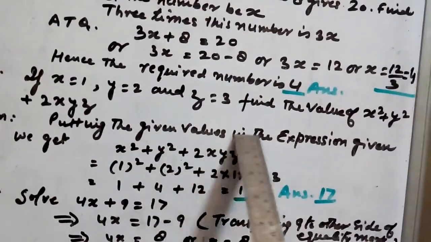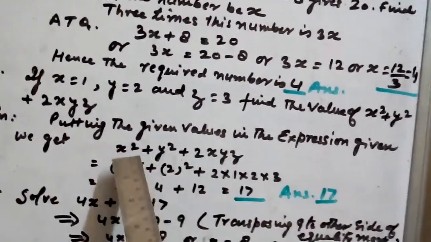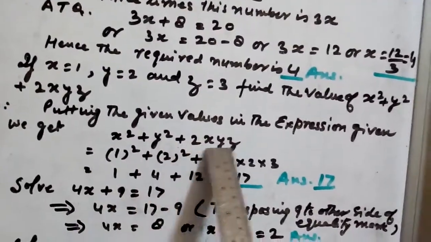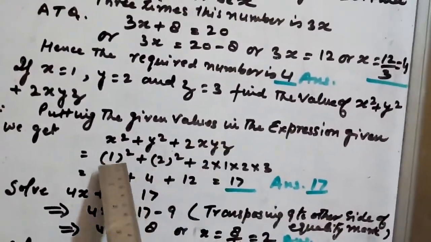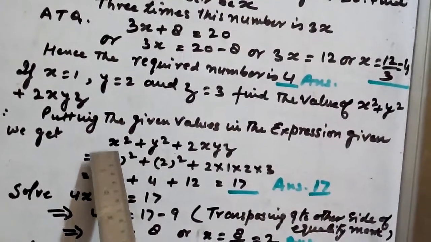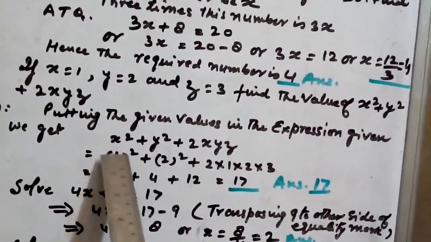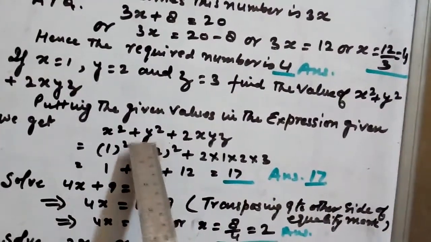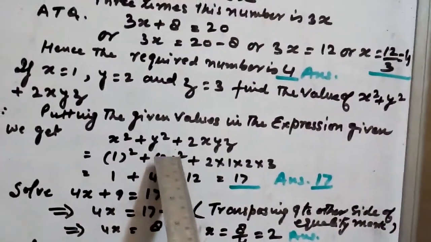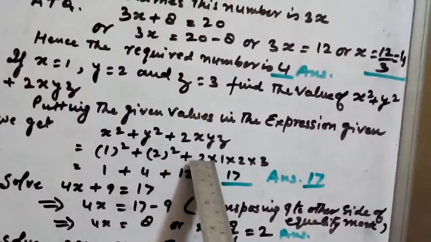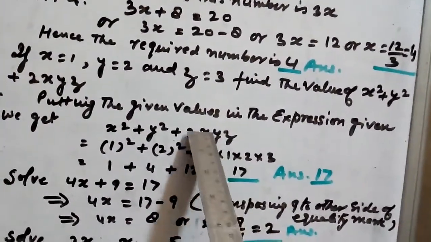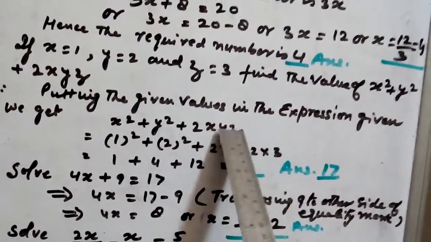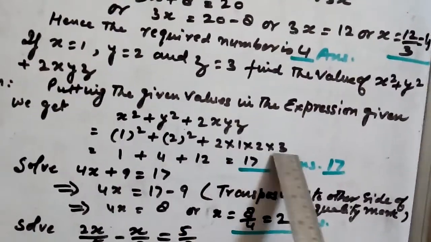Putting the given values in the expression, we get, write down the expression here first, x square plus y square plus 2xyz, and now putting the values. The value of x is 1, making it square, it becomes 1, and the value of y is 2, making it square, 2 square, plus 2 into 1 into 2 into 3, since x is equal to 1, y is equal to 2, and z is equal to 3, all multiplied together.